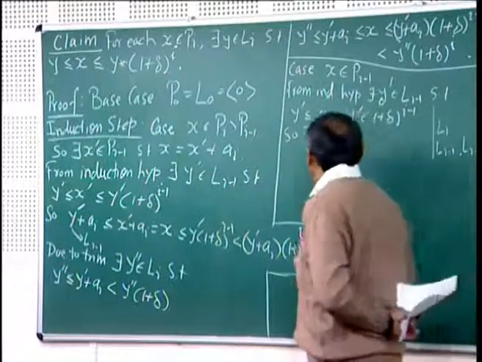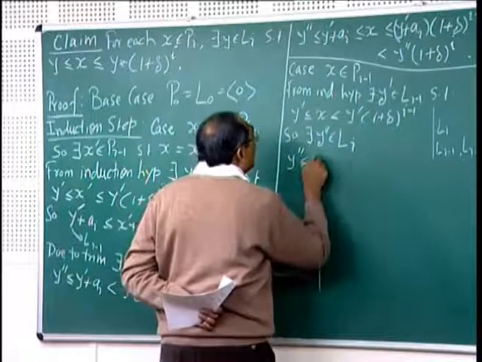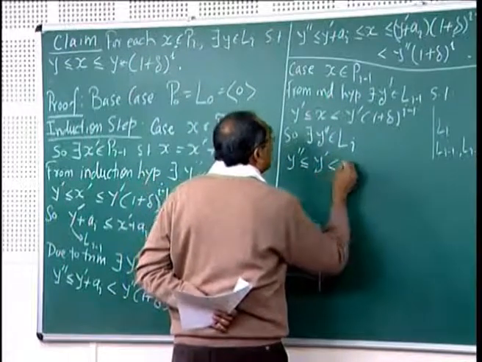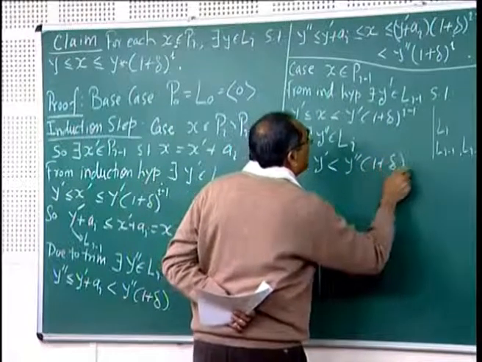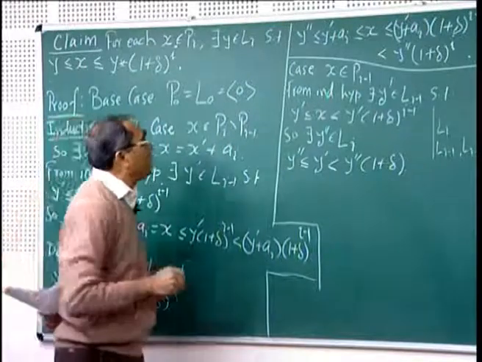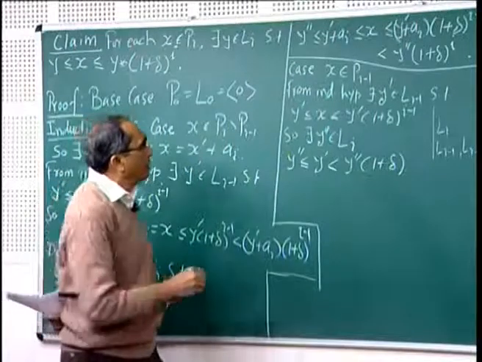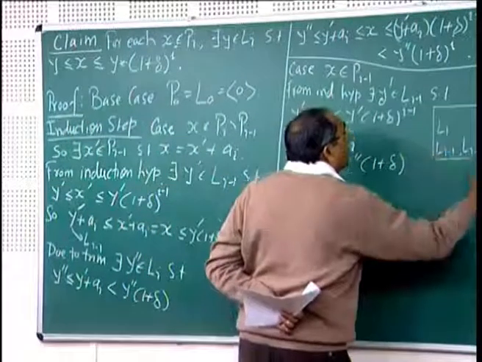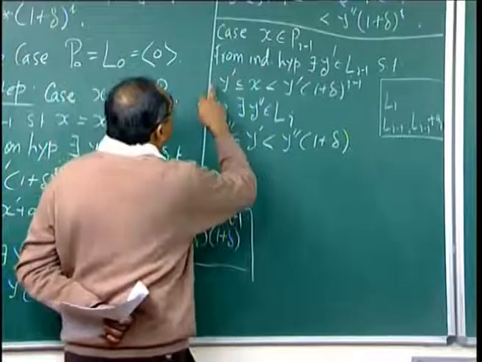such that y double prime is less than or equal to y prime, which is less than or equal to y double prime times 1 plus delta. So, we have this guarantee from the trim algorithm. Okay. So, let us combine this and this inequality.